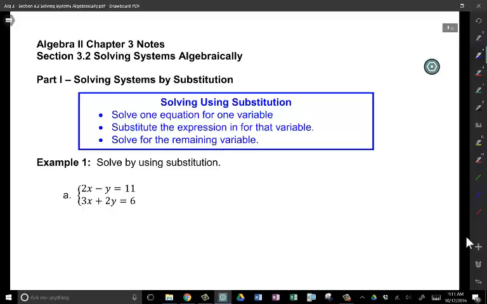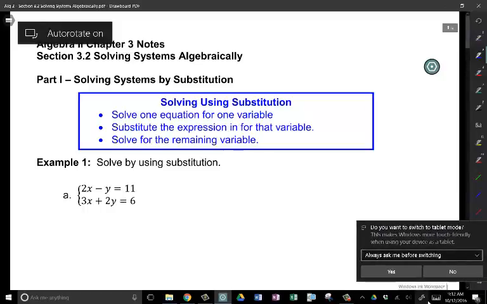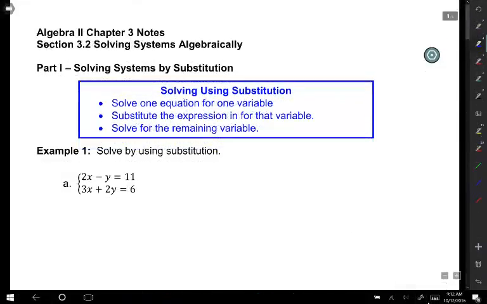I have 8 different examples I want to go through, and each one of the 8 allows you to kind of see a different little piece of everything that we're doing. So, first one, we're going to talk about substitution. Key idea with substitution, you need to solve one equation for one variable. So look at your 2 equations. Which one leans towards solving for one variable a little bit easier?